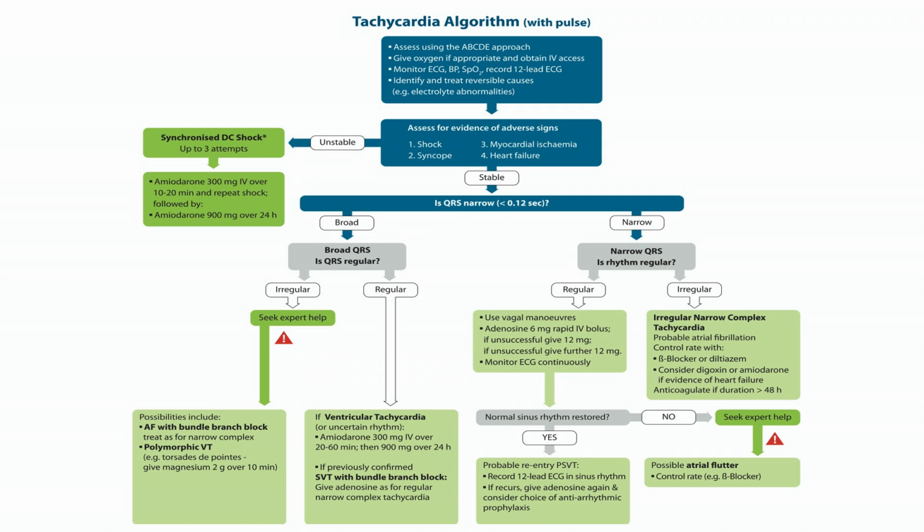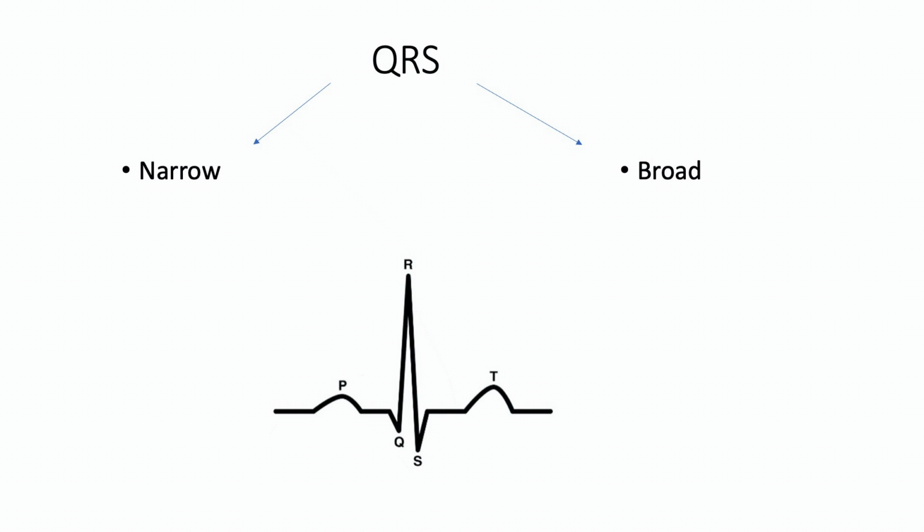Now we start with a new chapter. It's the tachycardia algorithm. You see in this slide the complex algorithm. The first thing we do is we look at the QRS complex. You have 2 options. The first option is that the QRS complex is narrow, and the second option is that you have a broad QRS complex.